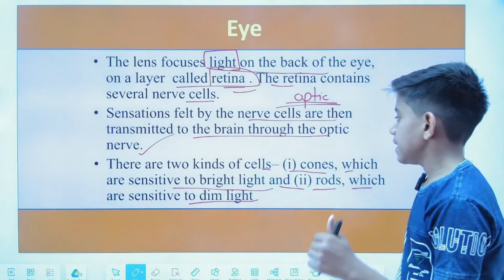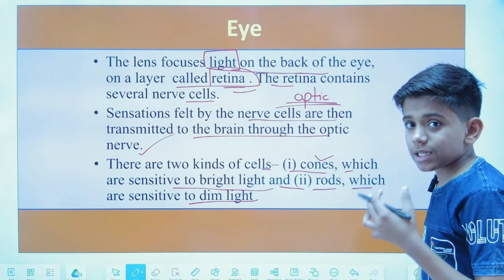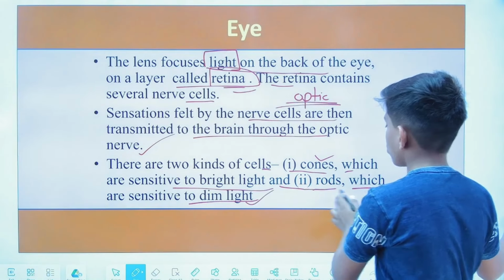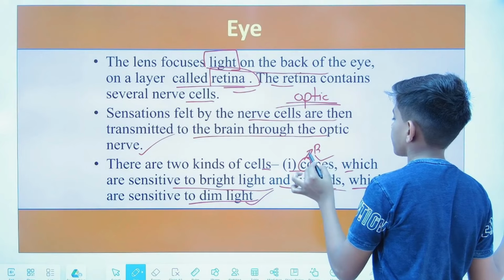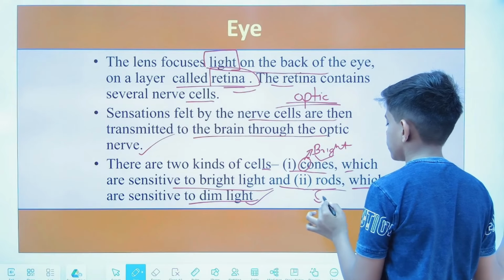There are two kinds of cells: cones, which are sensitive to bright light. They work when there is a bright light, and when there is a dim light, the rods work. Cones, bright light, and rods, dim light.